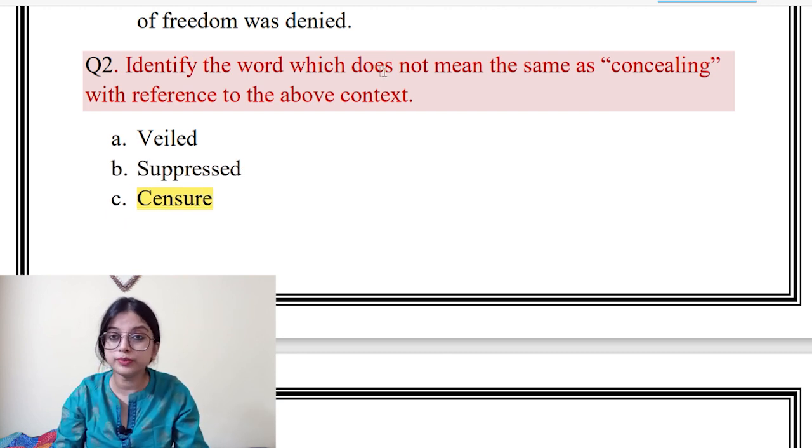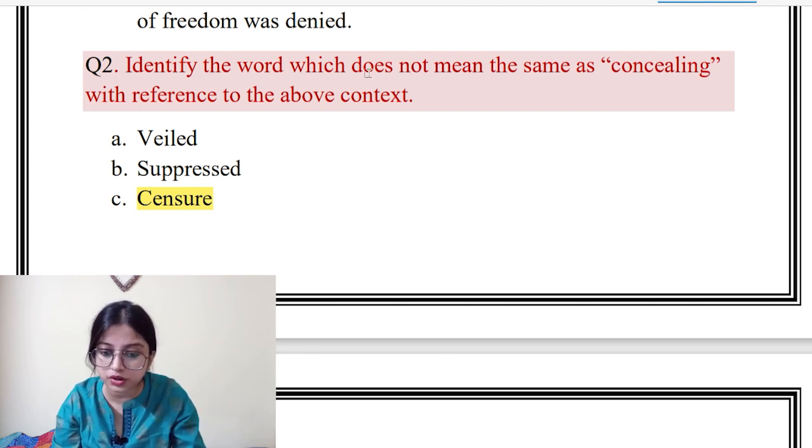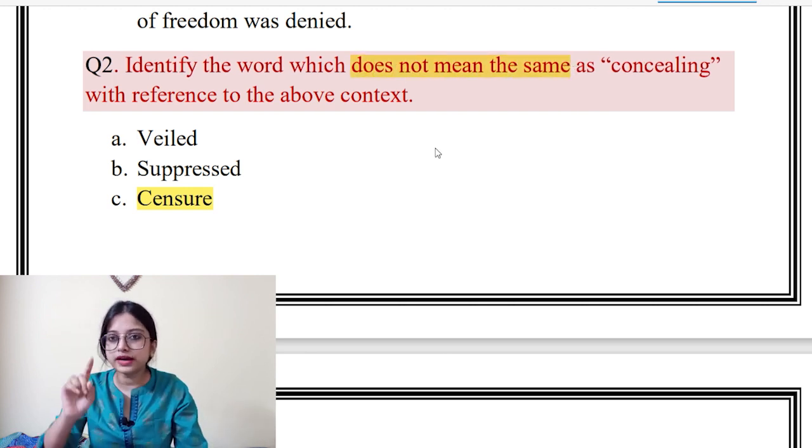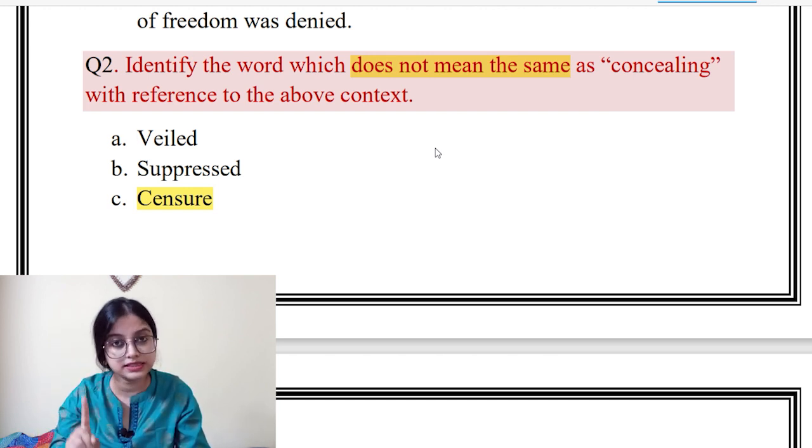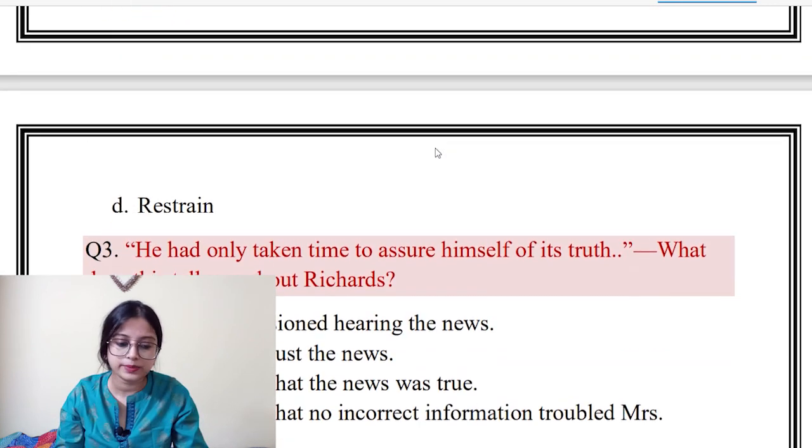Okay, because you have to be careful in understanding what is written in the question. See, which does not mean the same. That means you have to find out the odd one out, which is not meaning the same meaning as concealing, which is not synonymous with concealing. Okay. Next, question number 3.